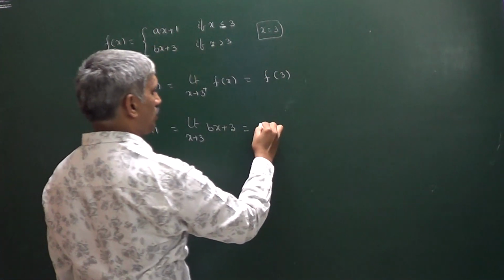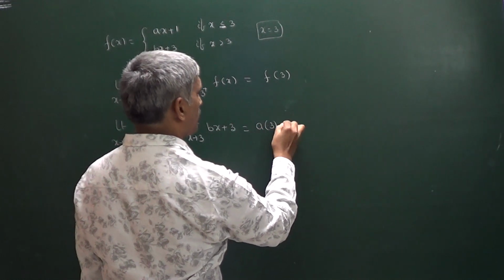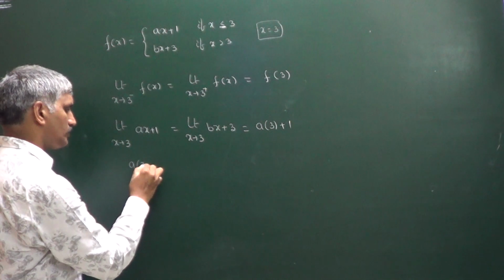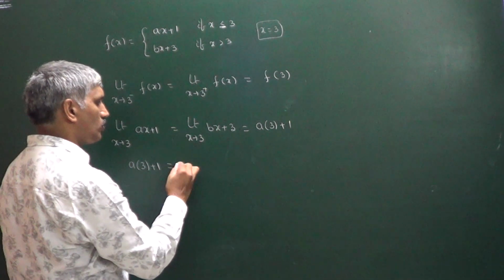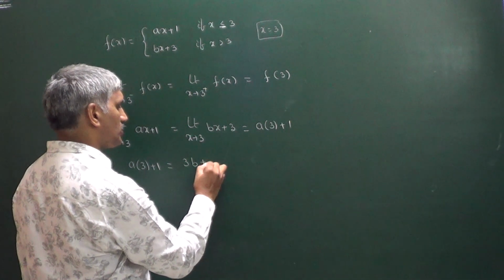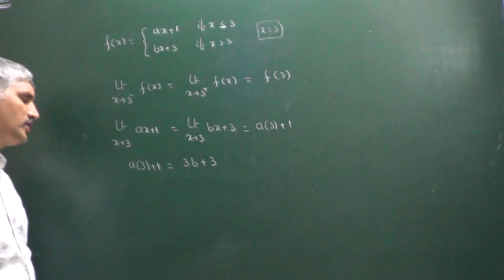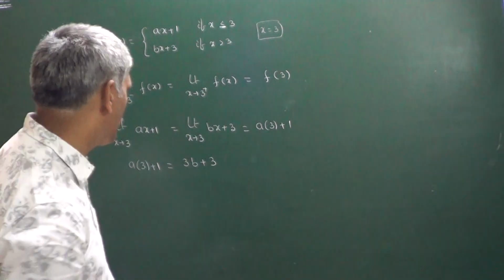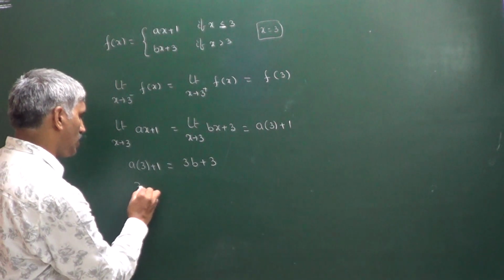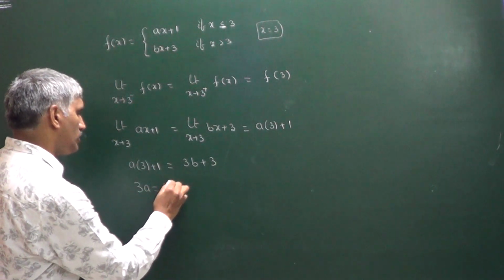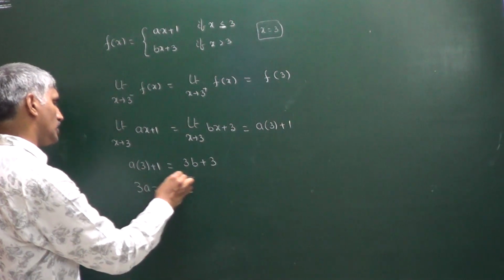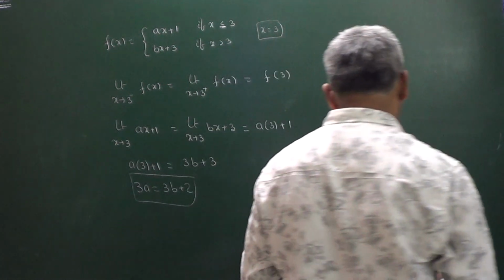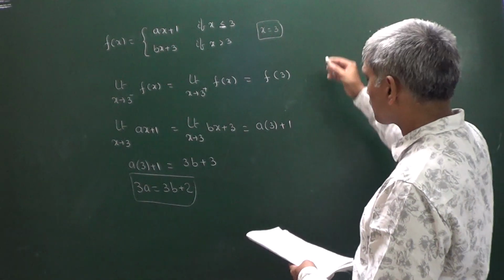In the equal to 3 case we have to write a into 3 plus 1. So we got 3a + 1 equals 3b + 3, because all these are equal. He is asking for the relationship between a and b. Therefore we got 3a = 3b + 2. So that is the relationship between a and b when the function is continuous at x equals 3.